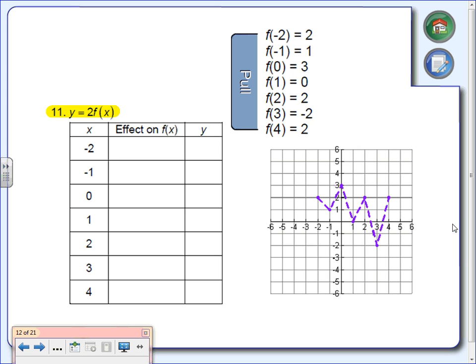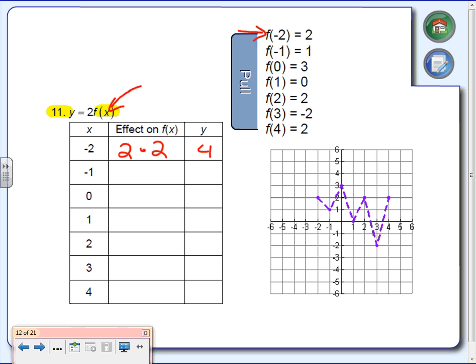So just like we did on all the others, we're going to replace the x with all the values in the table. So first I'm going to start with a -2. Let's forget this 2 for a second. What is f of -2? F of -2 is, what does it say up there? +2. However, in front of this f of x, we had a 2, which means we need to be multiplying by 2. So 2 times 2 is going to give me a 4. So my new y value is 4.